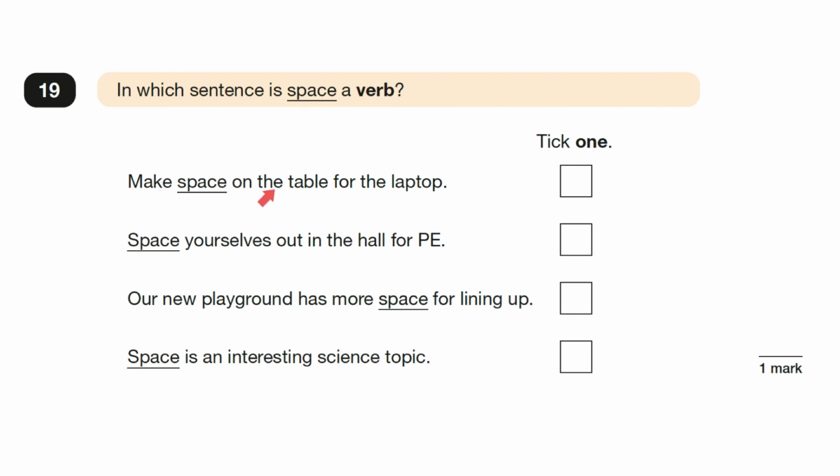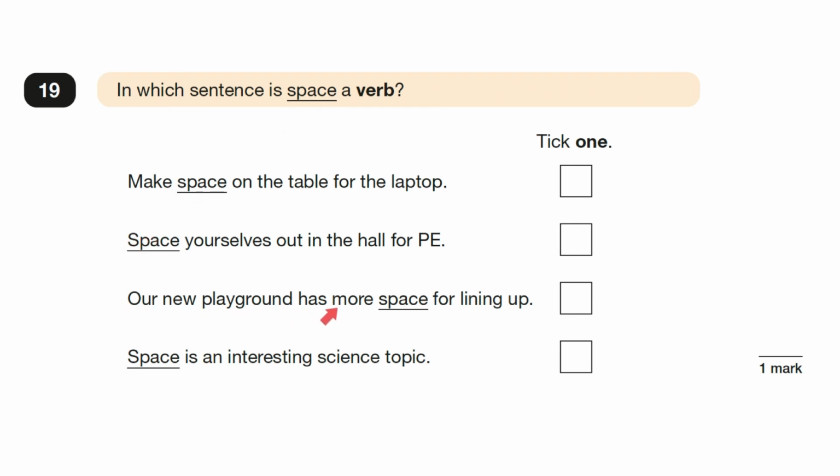Make space on the table for the laptop. So space is a noun. It's the name of a thing, isn't it? So if the table's clear, then we have space. There is a space. So that is a noun. Space yourselves out in the hall for PE. So this is a physical action, isn't it? You have to move to do this. This spacing is moving out so that there are gaps in between. So this is going to be the verb.